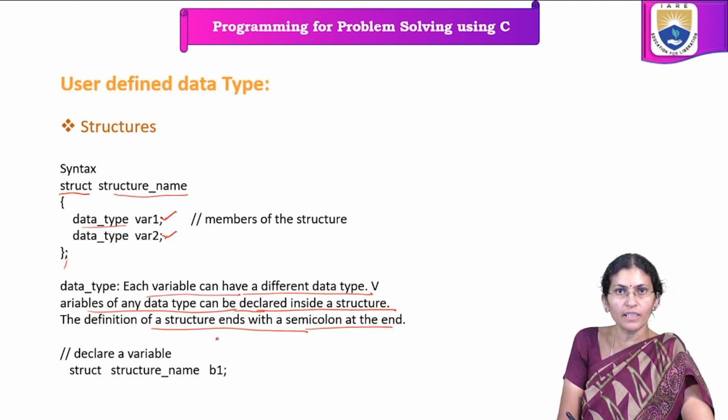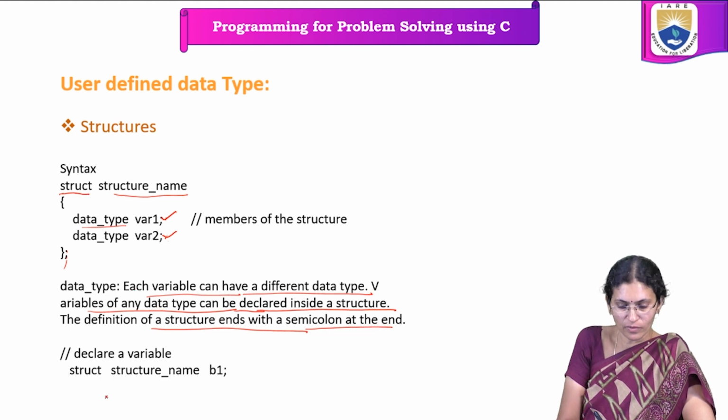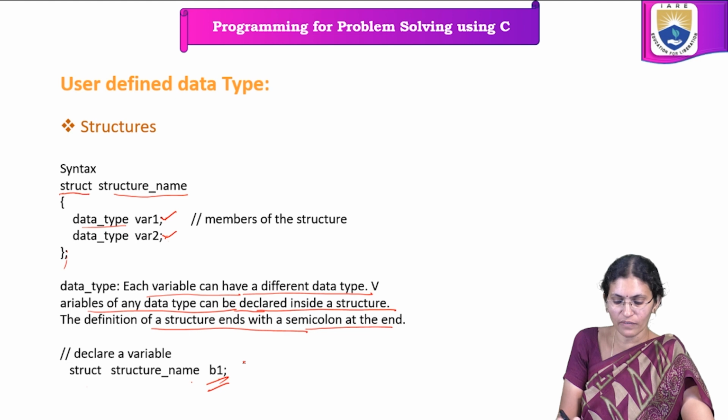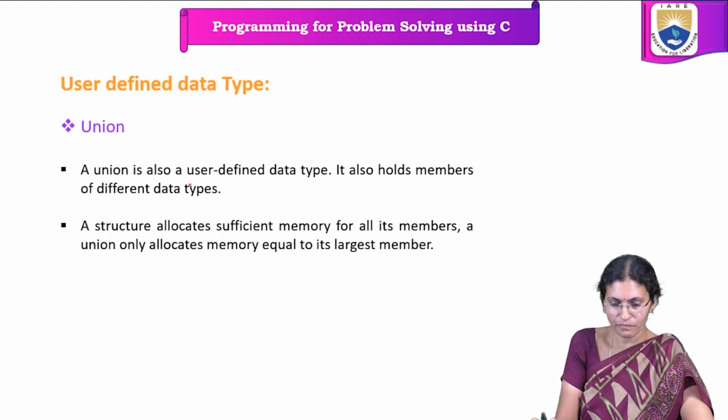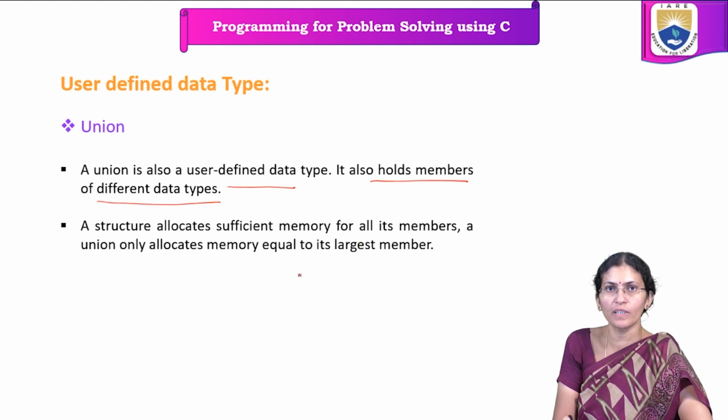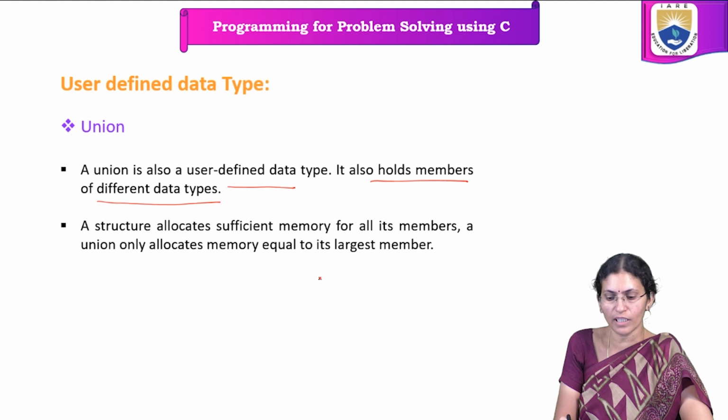Then in order to declare a variable for this structure, this is the syntax: struct structure name, then B1. So here B1 is a variable for this structure name. Then union. Union is also a user defined data type. It holds members of different data types together. So it is also a collection of variables belonging to different data types.